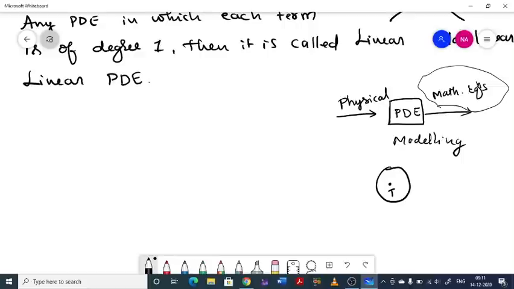So how can this mathematics be applied? You cannot apply mathematics directly. We need some modeling for that. I mean, we need to transform this problem into mathematics. This is actually the physical problem. This we have to convert into a mathematical equation.